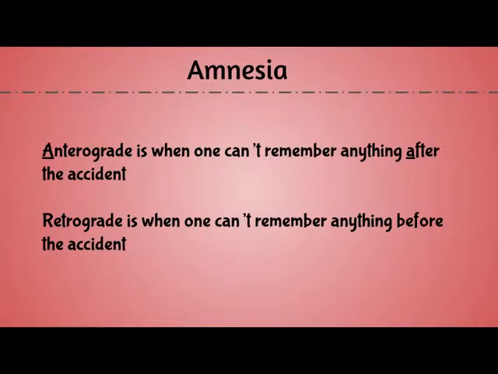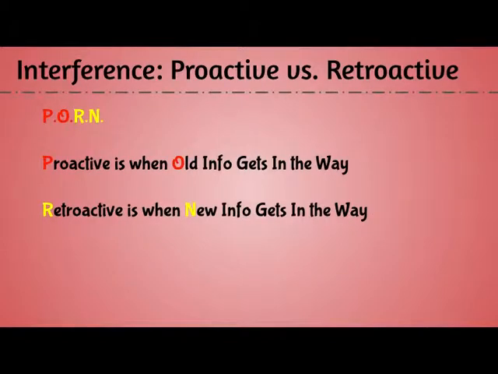Okay. So for amnesia, anterograde is when one can't remember anything after. Anterograde is after. And retrograde, like if somebody dresses retro, they're dressing like back in the day, so this would be before the accident. Proactive is when old gets in the way, so with proactive you remember the old. Retroactive is when new information gets in the way.